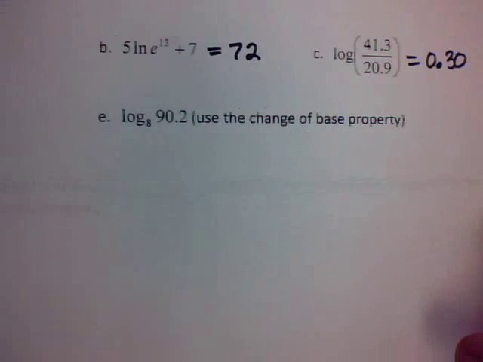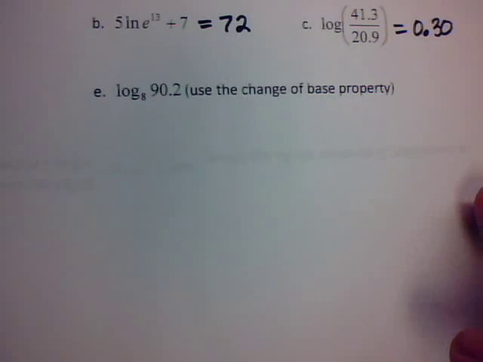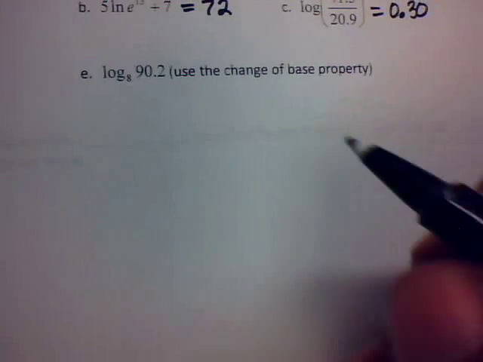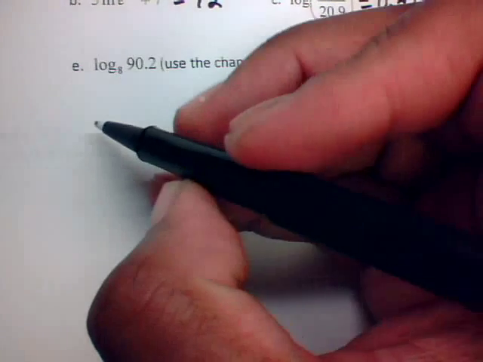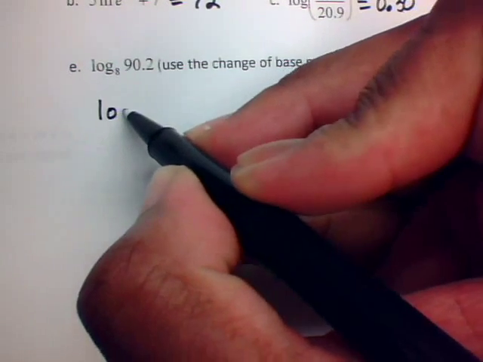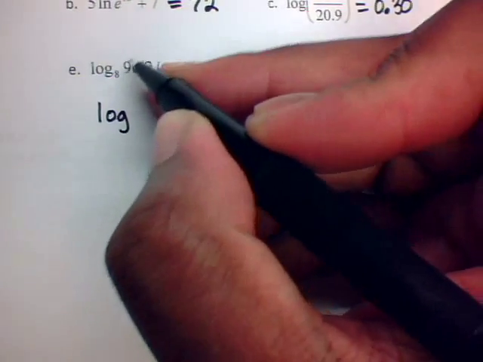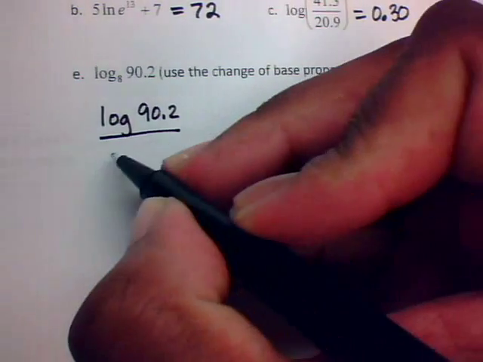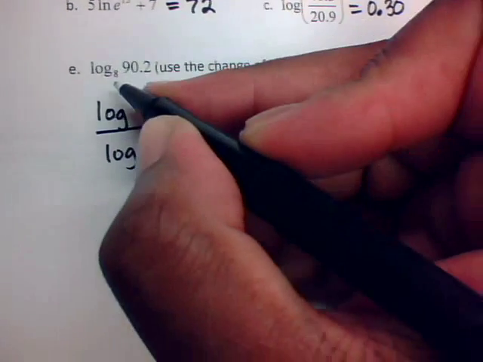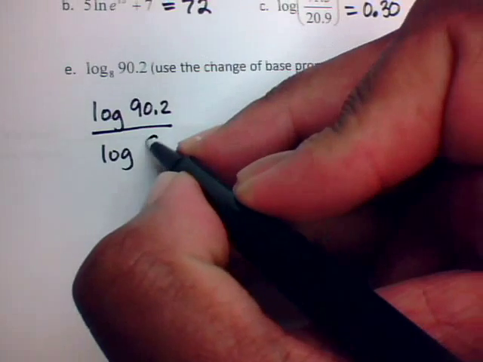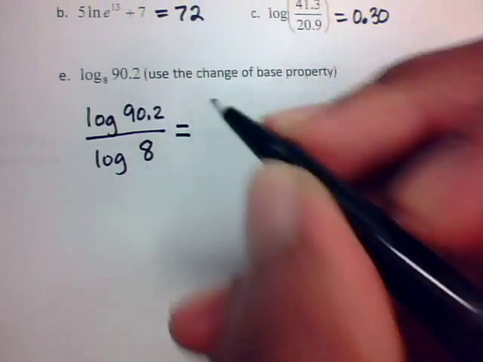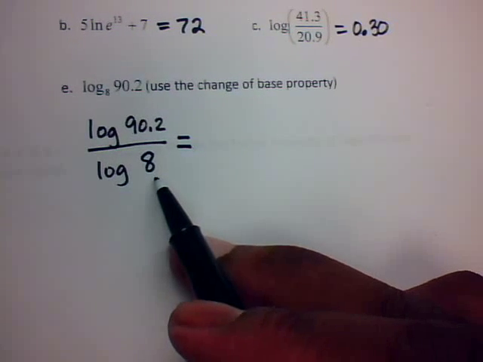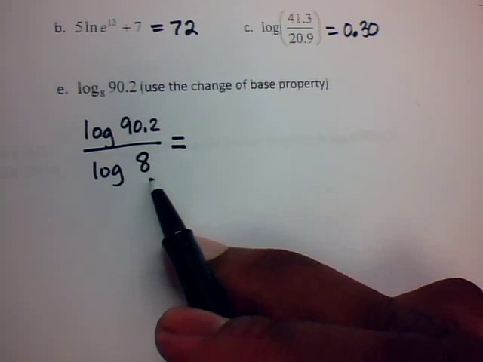Part E, the log to the base 8 of 90.2. Now you're told to use the change of base property. In this case, if you remember, the change of base property is going to be the log of this number, that's 90.2, divided by the log of the base that's given to you, which is 8. Now you could use ln of 90.2 and ln of 8. Either way, you're going to get the same answer.